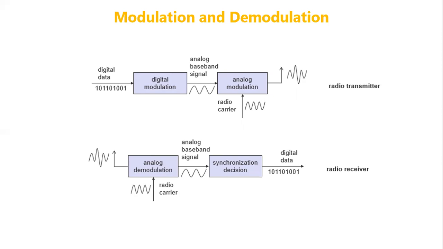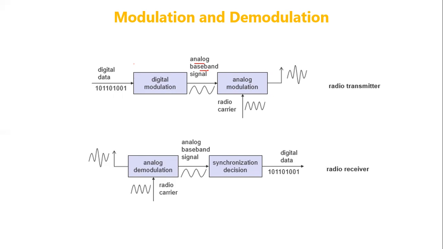What we'll be discussing is the basic working principle of modulation and demodulation. What is modulation and what is demodulation? This top diagram explains the concept of modulation. First, we have the digital data, and it goes through digital modulation. Digital modulation means applying any one of the techniques, either amplitude shift keying, frequency shift keying, or phase shift keying. By performing any one of these techniques, the signal will be converted to an analog signal.